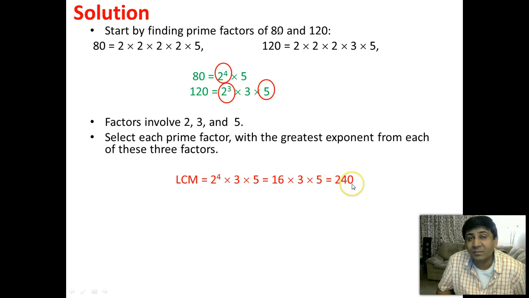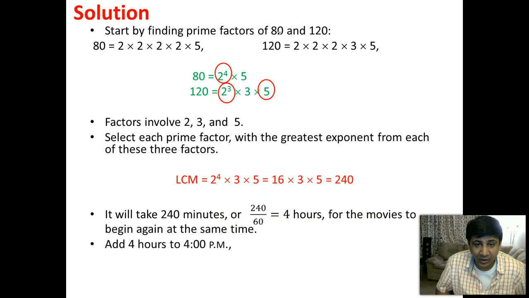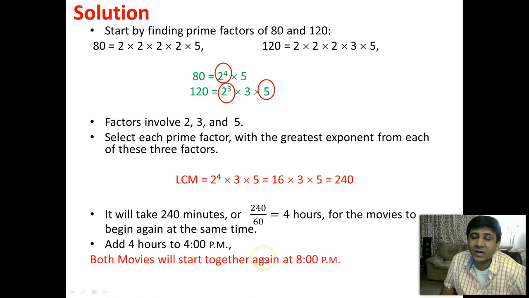This is 240 minutes. If you want to convert them into hours, just divide by 60, so it will be 4 hours. After 4 hours, the movies will start again at the same time. We know previously they started at 4 p.m., so add 4 hours, and at 8 p.m. the movies will start again together. It was an interesting application, I thought I should put it in there.